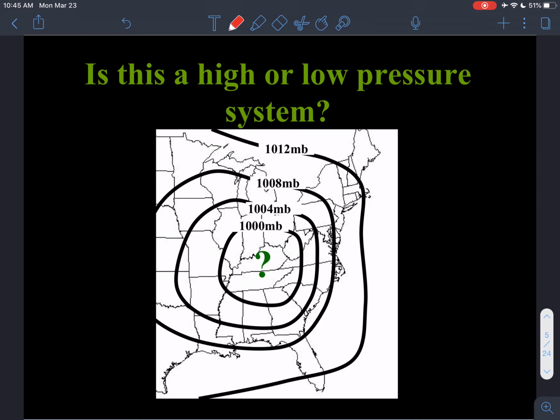So take a second to figure out, is this a high pressure system or a low pressure system? One thing to note are the lines and the numbers that go with the lines. The barometric pressure, you notice, is getting lower and lower and lower. So due to that, this would be a low pressure center. So you would use the big red L for that.